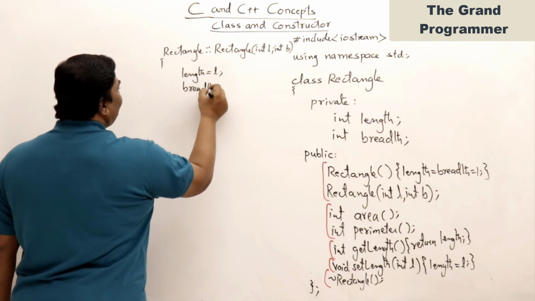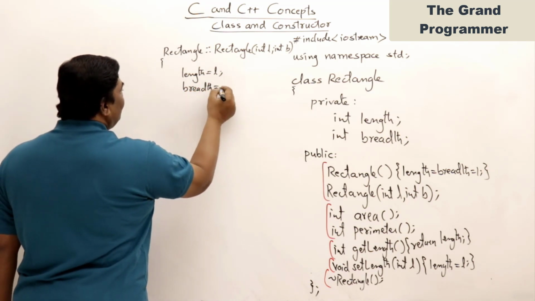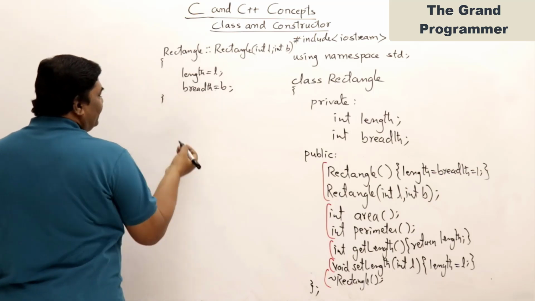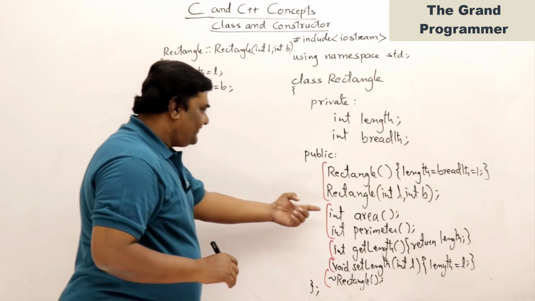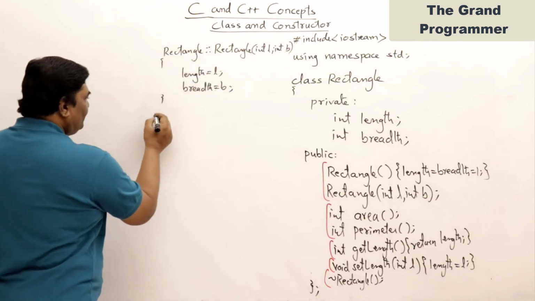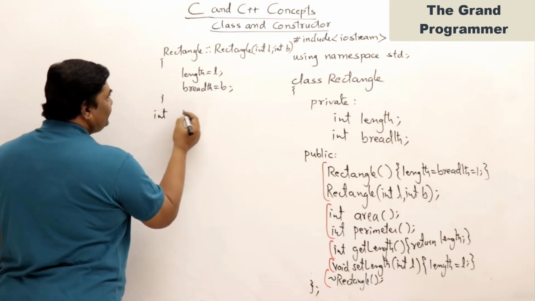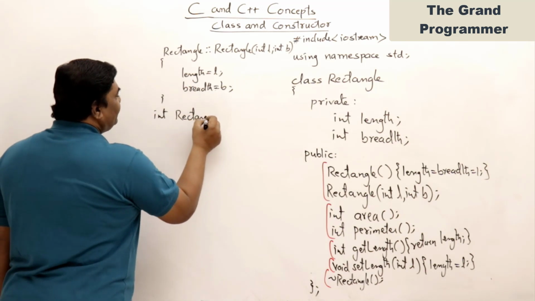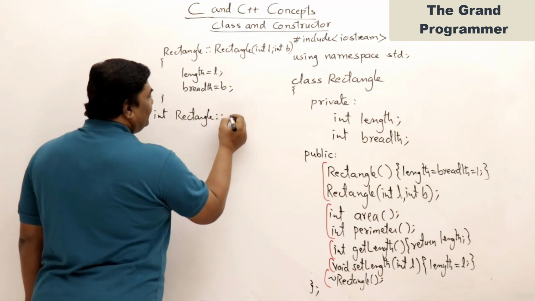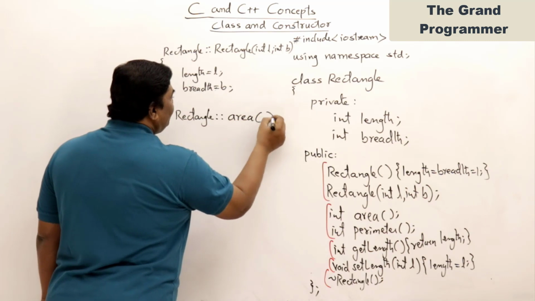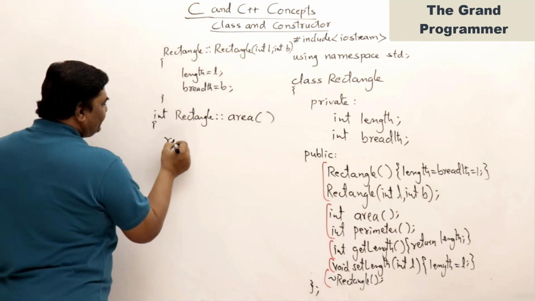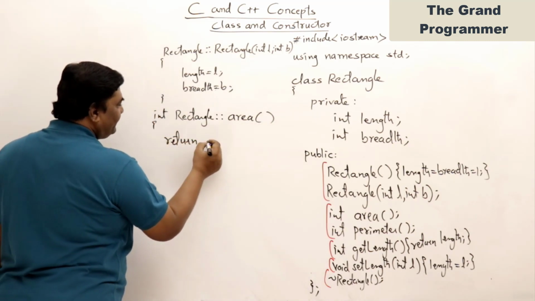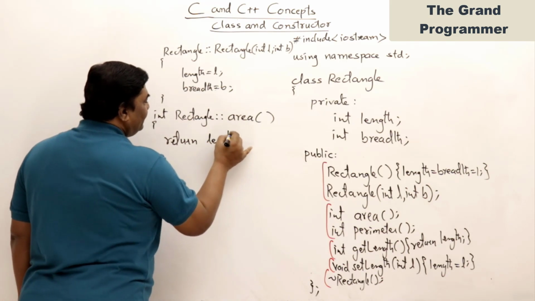If at all you have any validations, you can do them here, checking whether length is valid or not, breadth is valid or not. Now the next function is the area function. I will write the implementation of the body of that function. This is the return type, then the class name Rectangle and scope resolution. The function name is area. It doesn't take any argument. So it's also a single line function. I will just say return length into breadth.